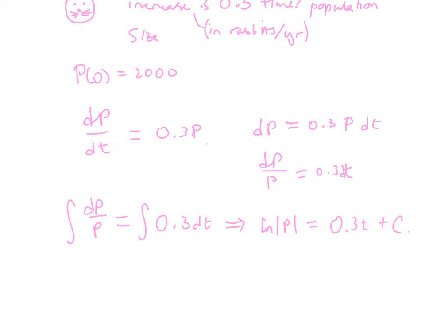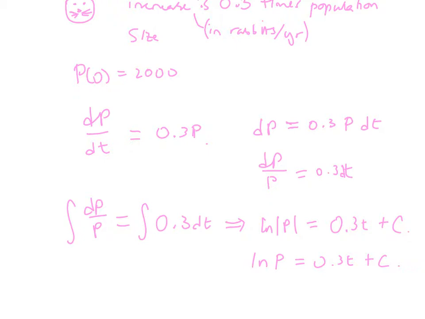Now, in this case, I'm going to make a judgment call here. Normally, I need to have this absolute value of P here, but here I'm talking about population. I'm going to assume that the rabbit population can't ever be negative, and just say that natural log of P, sans absolute value, equals 0.3t plus C.